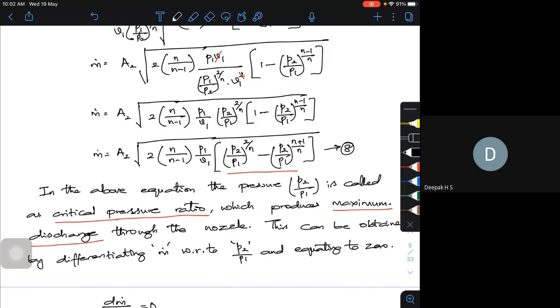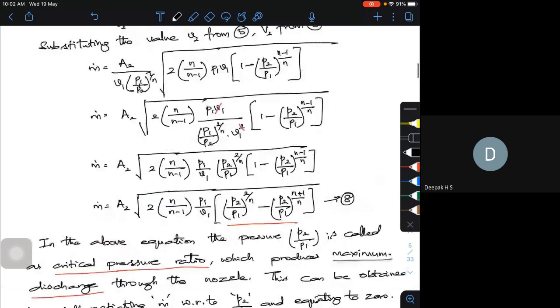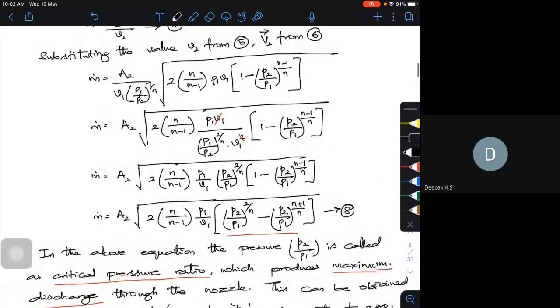Few textbooks use only this equation and try to get it, and few textbooks use equation number 8 and try to get it. So I'm going to use equation 8. So P1 V1, then wherever you have P2 by P1, I will substitute 2 by n plus 1. Did I miss something here?